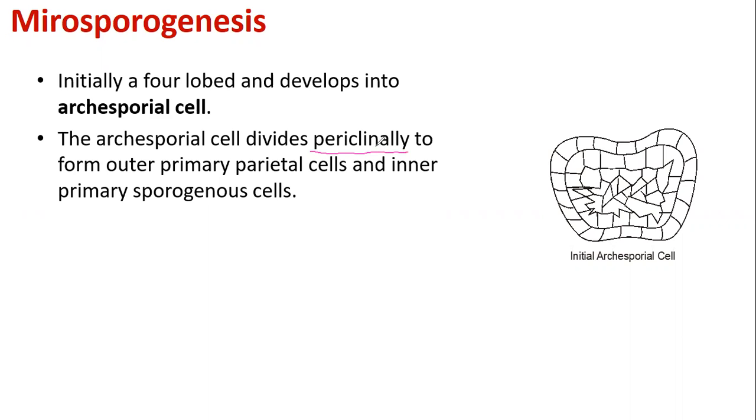Periclinal is outside to inside. Now, let's try to understand anatomically. Suppose this is a cell. Okay, let it be that this is a cell like this. Now this cell can divide in two ways. One, it can divide in this manner, in the direction of the arrow, right? As a result of division, another cell is going to be formed like this. Whenever this division happens, we call it anticlinal.